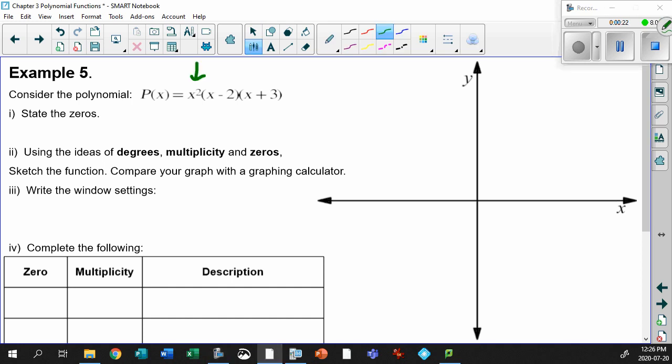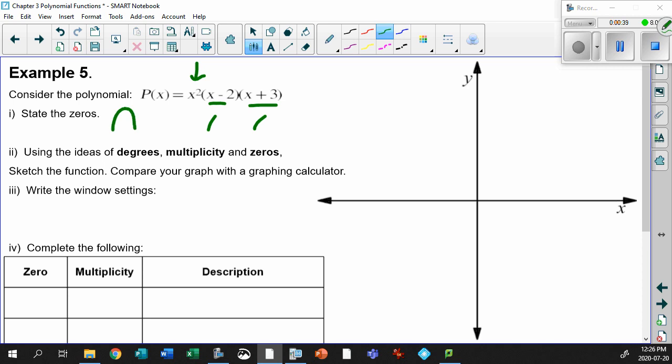Look, there's x squared, which means guess what? You've got a multiplicity of 2. That's a multiplicity of 1, that's a multiplicity of 1, which means this is just going to cut through the x-axis like this. This is going to be a multiplicity of 2, so that has to be a bend in it.